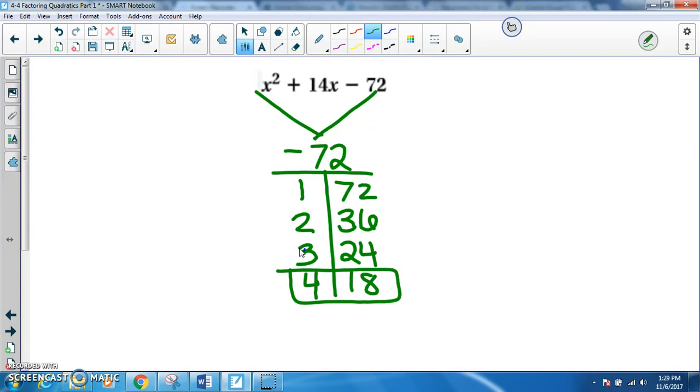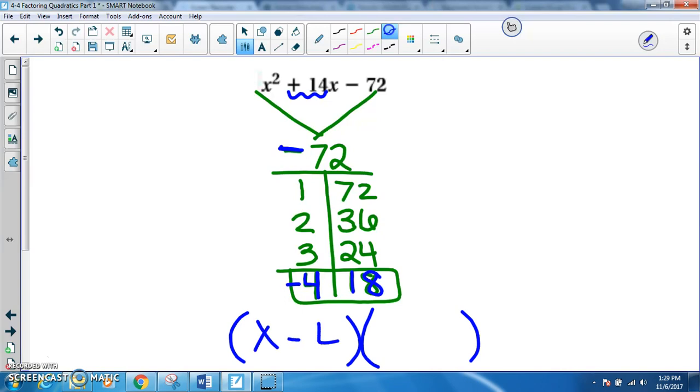equals 14. But now I have to figure out my negative and positive. So a negative times a positive will give me the negative 72, and a positive that is bigger than the negative will give me my positive 14 here. So I need negative 4 and positive 18. Then in my factors, I could do x minus 4 and x plus 18.